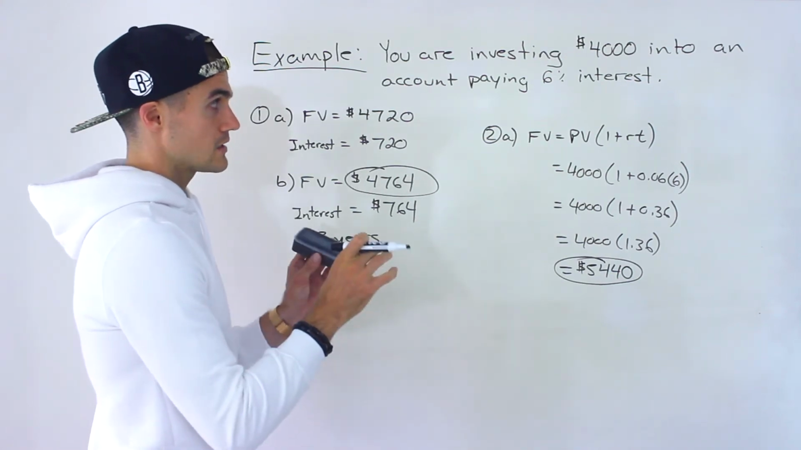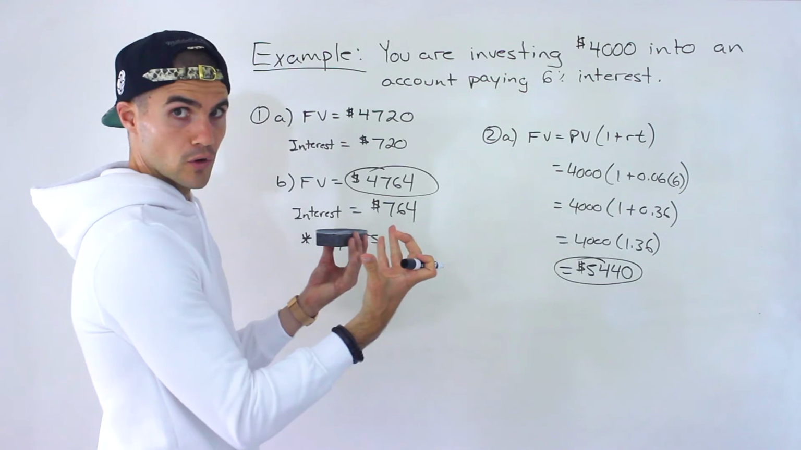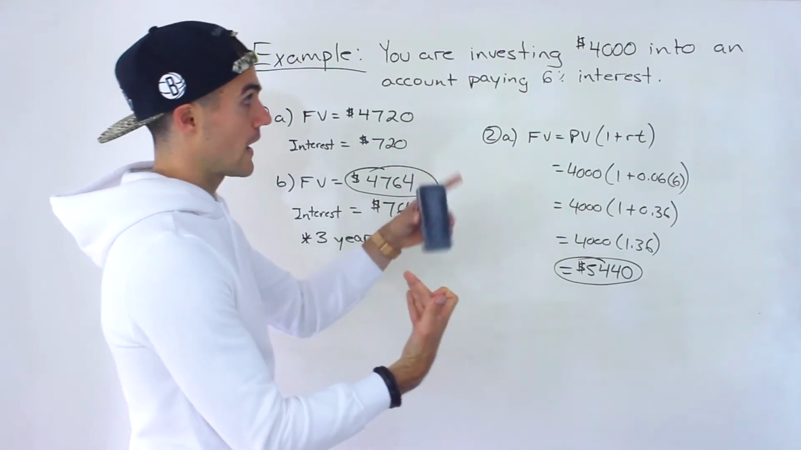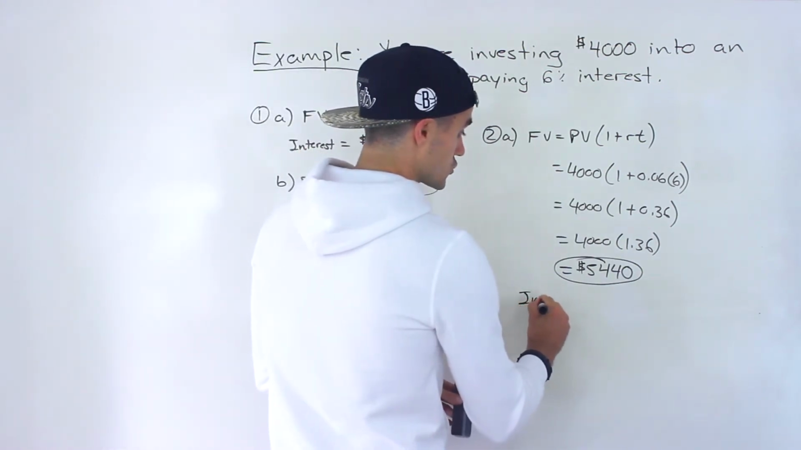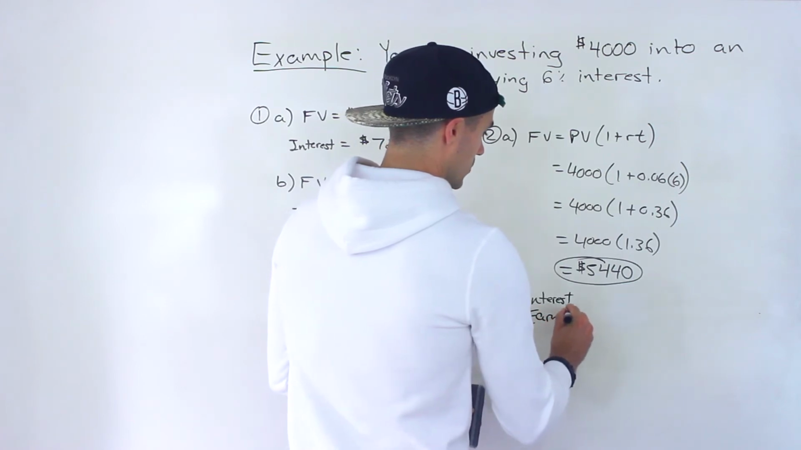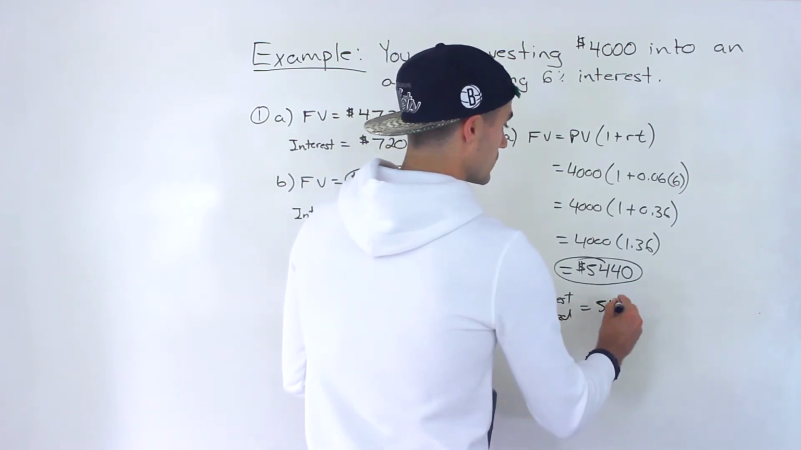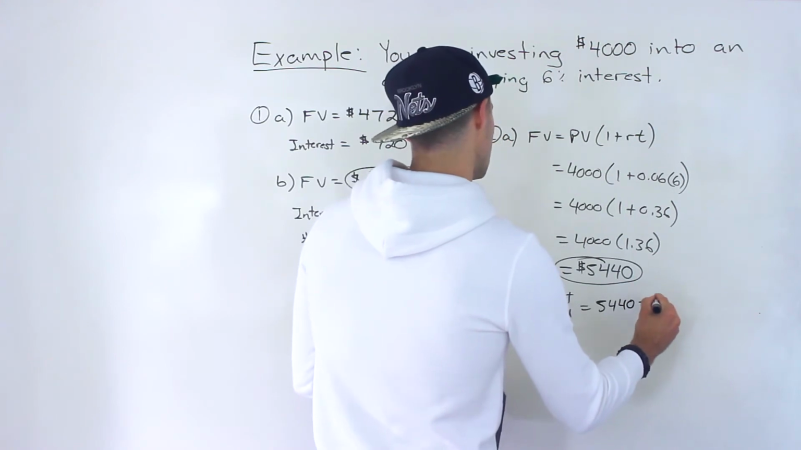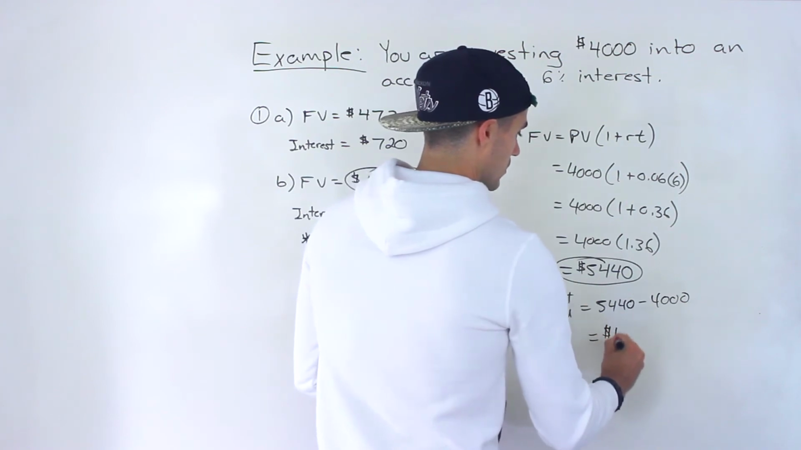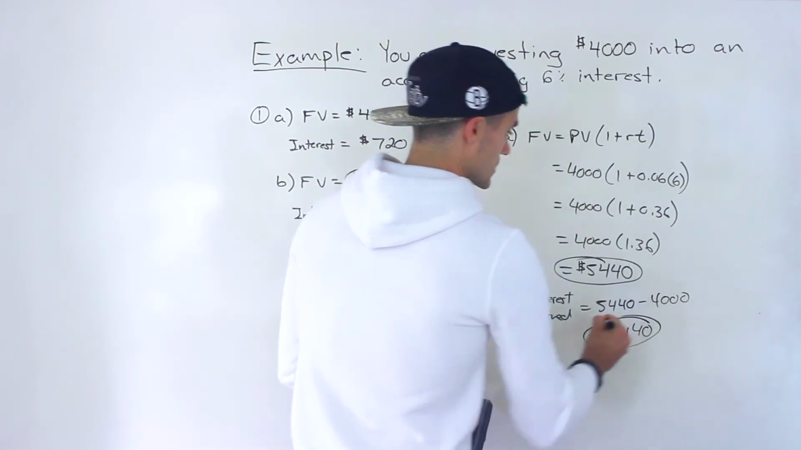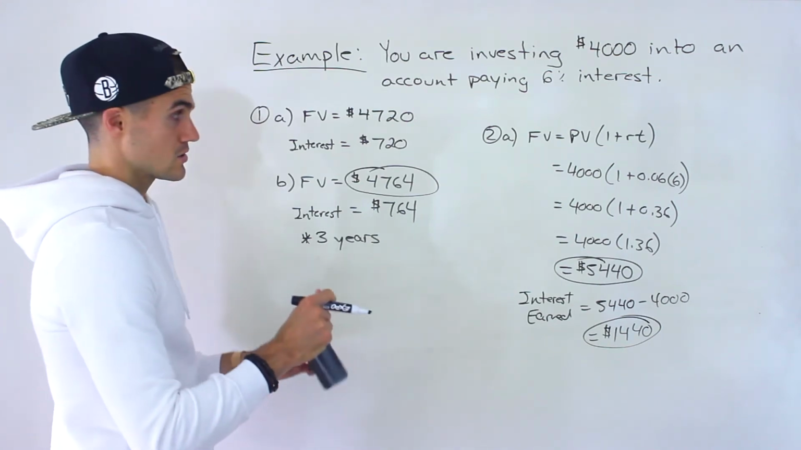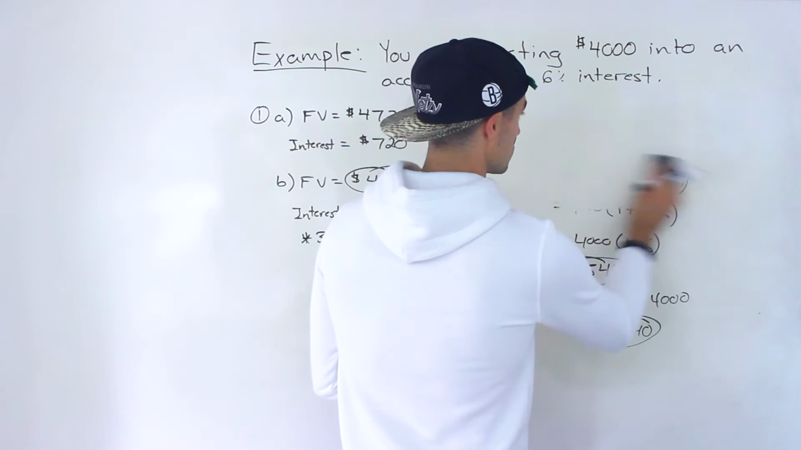That's what the future value is going to be if the account is paying simple interest. Another way is 6% of 4,000 is 240. Multiply that by 6 and you would get 1,440. You add that to the principal, and that's actually going to be the interest earned. The interest earned is just going to be the future value minus the present value, which would give us that right there. So those are the two answers for 2A.